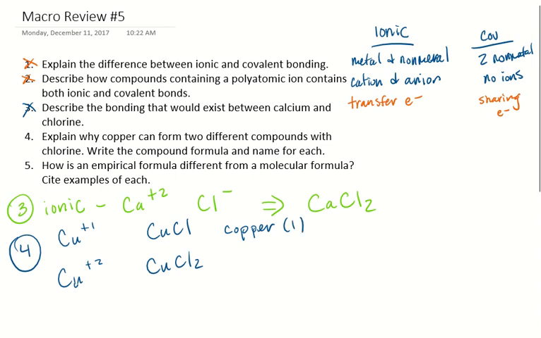Copper 1 chloride and copper 2 chloride. Again, what are your Roman numerals in there to tell you? Oxidation state. Oxidation state of your metal. It is not how many coppers you have. That's a common misconception for some reason. All right, that's number 4.